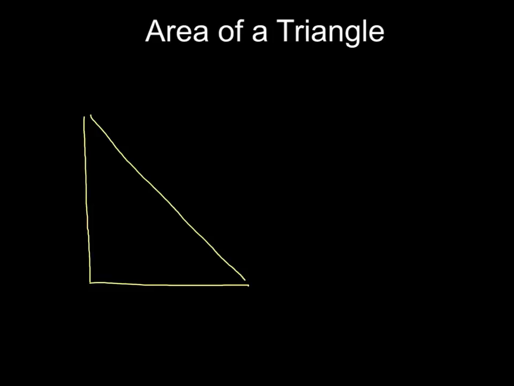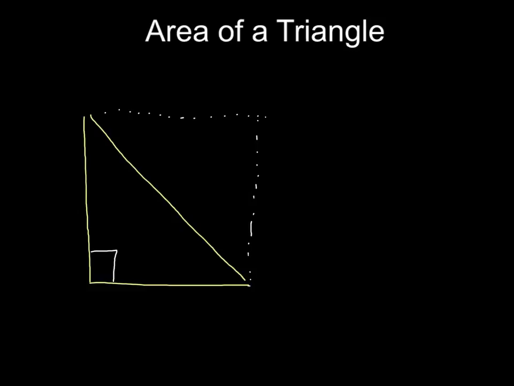Let's go through how to solve and work out the area of a triangle. It can actually be quite simple, and we can show this with a right-angled triangle. The good thing with a triangle, or any triangle, is it's always half of a quadrilateral, so half of a four-sided shape. So you can see this one, it's actually half of a rectangle.